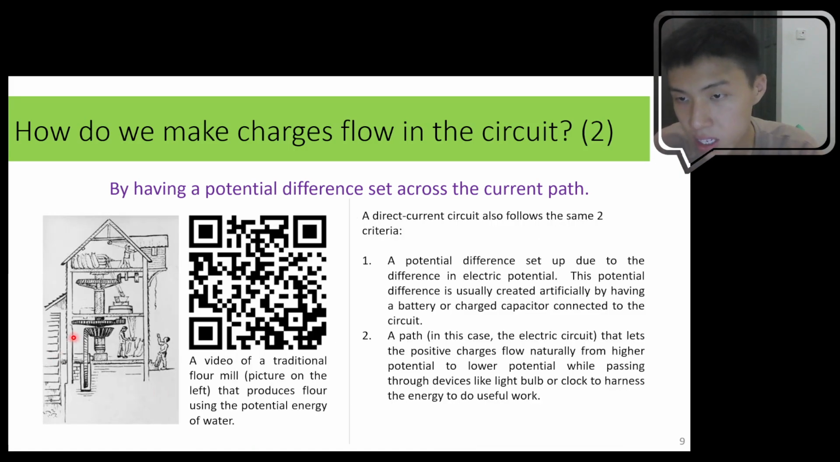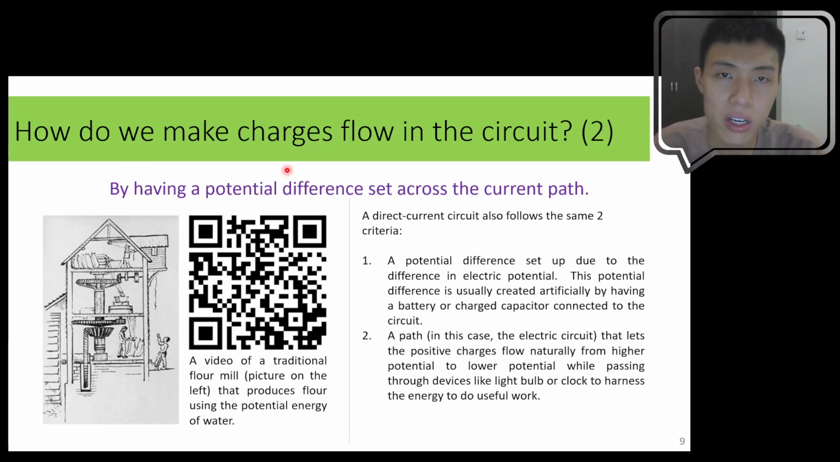Okay, so let's say you can see there's a water turbine over here. So if you have water turning over here, you turn this gear over here, which turns a series of gears which can be used to make flour. Okay, so this is a video of a traditional flour mill that produces flour using potential energy of water. So water turns the turbine, which turns a series of gears to operate some machinery to produce flour. So this is how humans make use of gravitational potential energy to do work.